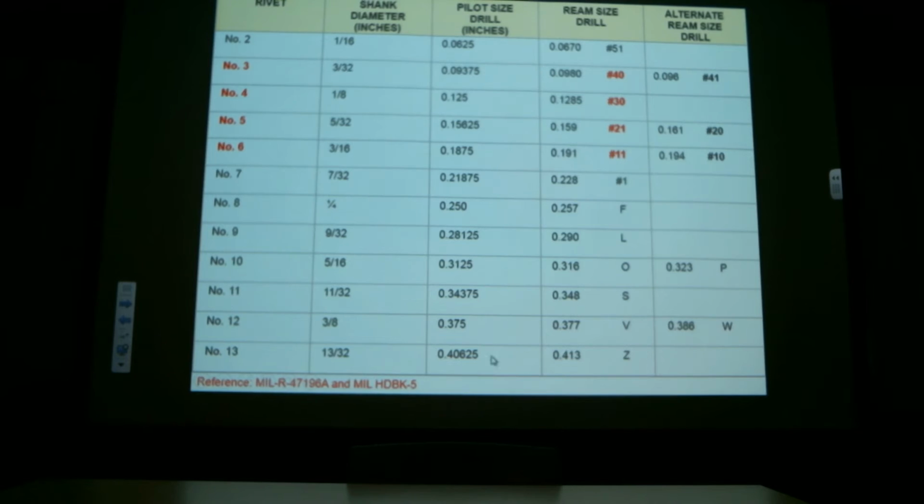Rule of 7 for selecting drills. What size drill is used with a 1/8 inch diameter rivet? Number 30 drill. How about for a number 5 rivet? Number 2 drill. So again, rule of 7: 3 plus 4 is 7, 4 plus 3 is 7, 5 plus 2 is 7, 6 plus 1 is 7. Alternates: sometimes they'll use either a 20 or a 10 to substitute for a 21 or an 11.